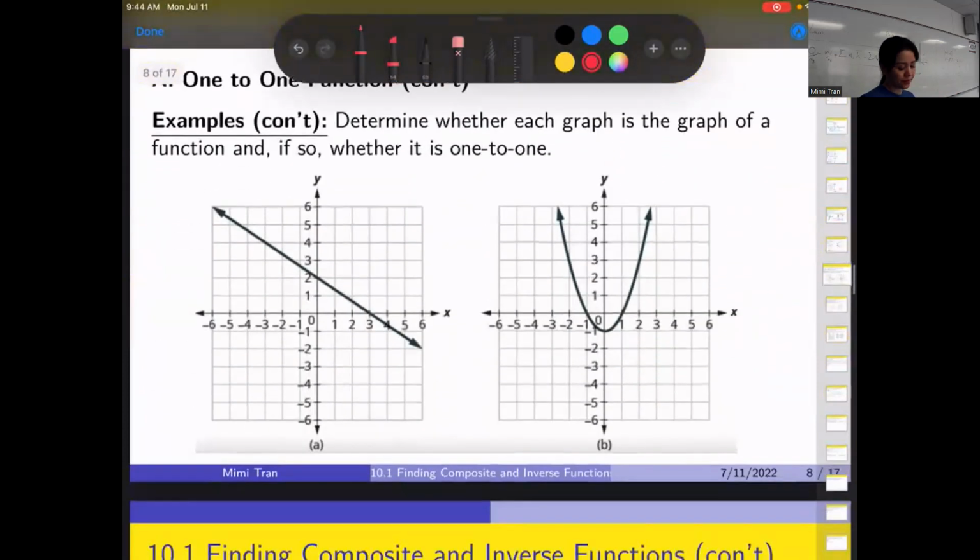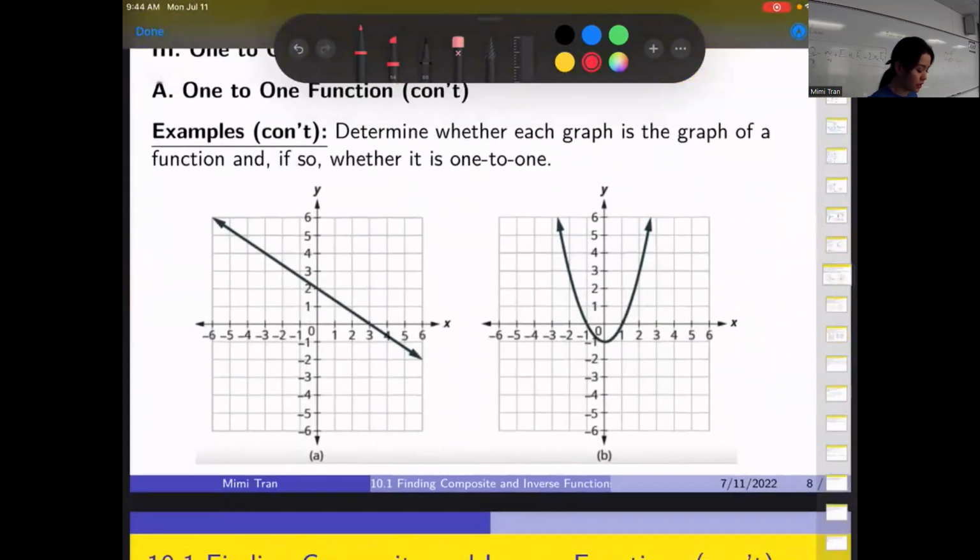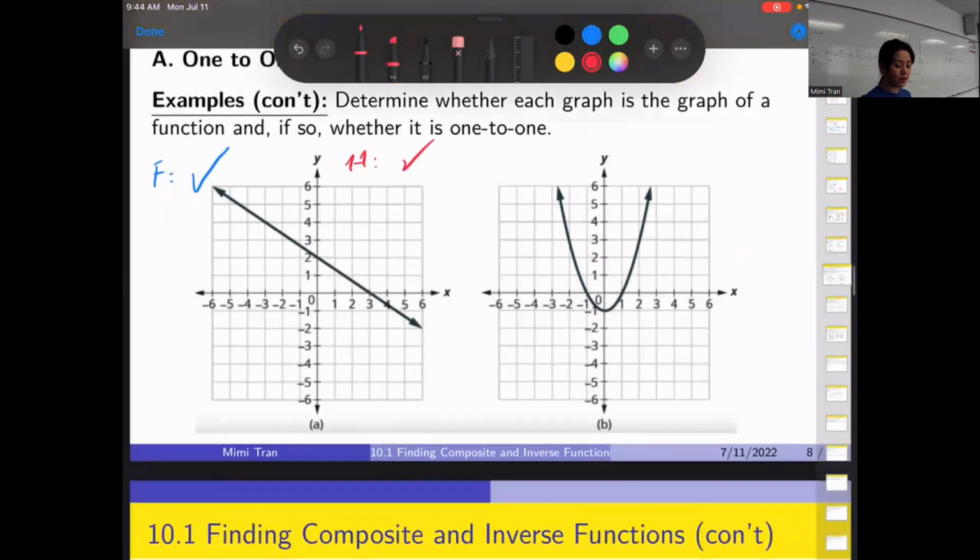Okay, you tell me. Determine whether each graph is a function, and if so, whether it is one-to-one. The first one, is it a function? Yes. Is it one-to-one? Yes, right. So function is yes, and one-to-one is also yes. What about the second one? Is it a function? Yes. Is it one-to-one? No, right.